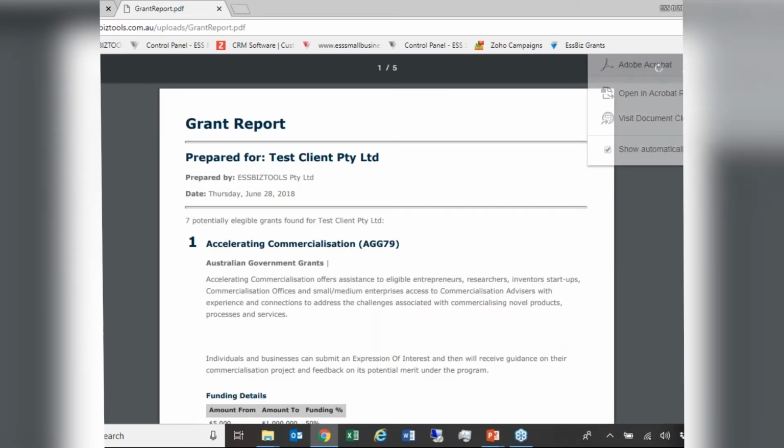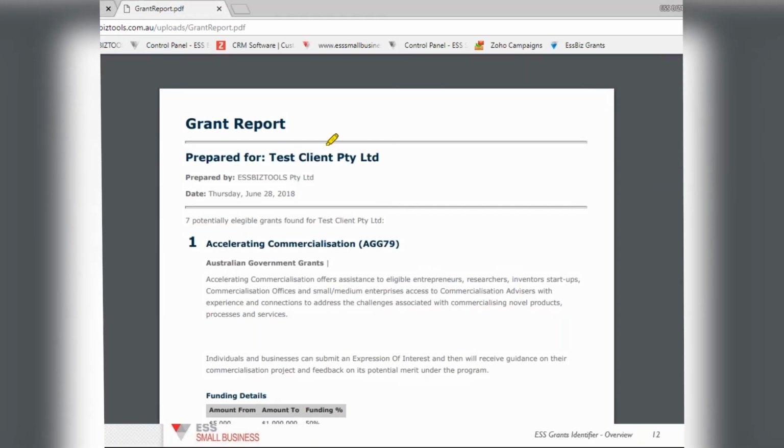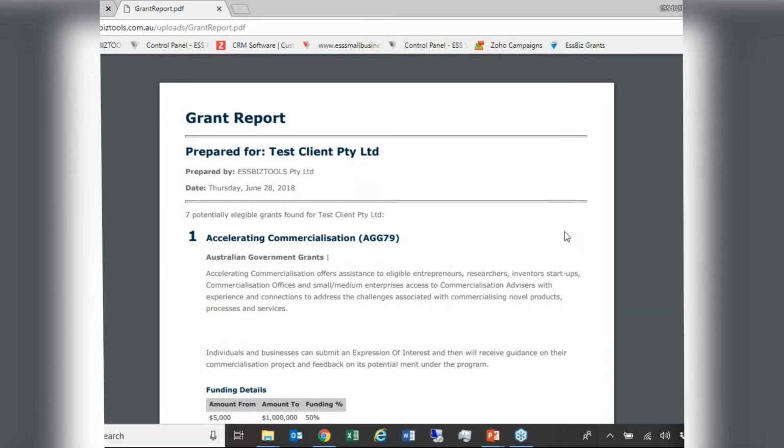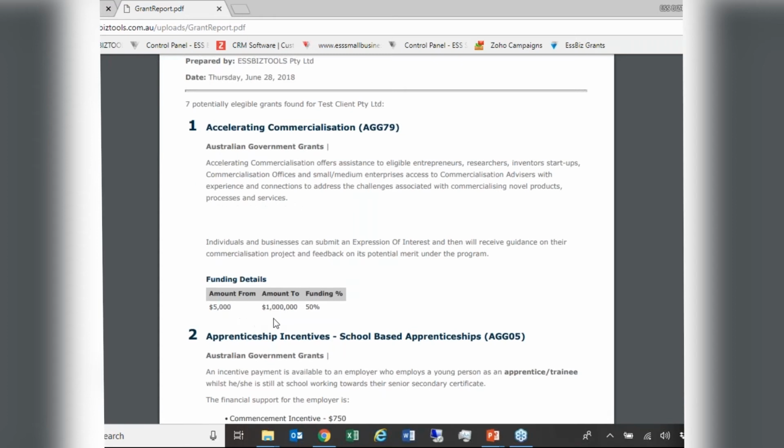We'll just go through the preliminaries. And this is now the grant report that has been prepared. It will have your name on it. Obviously, this one's for Test Client B2Y Ltd. It will be dated, and it will identify, in this case, that there are 7 potential eligible grants that we located for this client. The report will then give a brief synopsis on the grants that have been identified, and will also give an indication as to the amount of funding that is available from this grant, which could be from $5,000 to $1 million on a 50% basis.